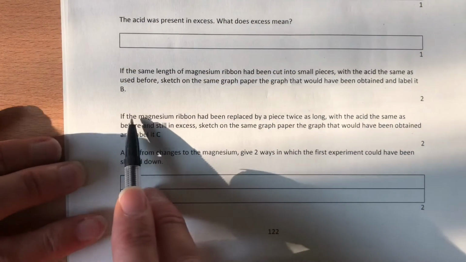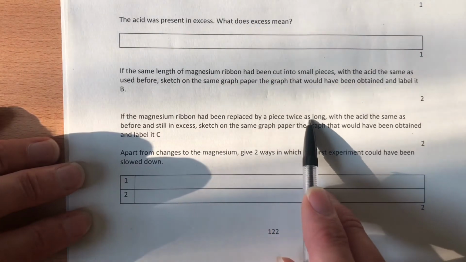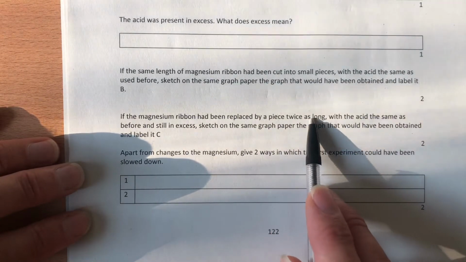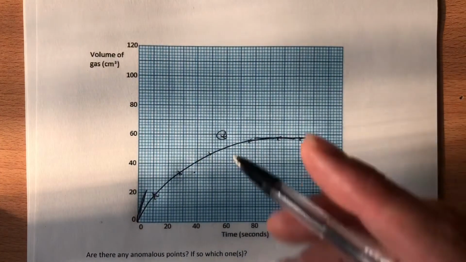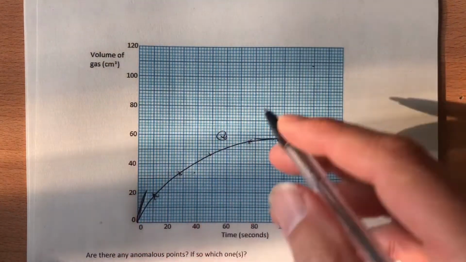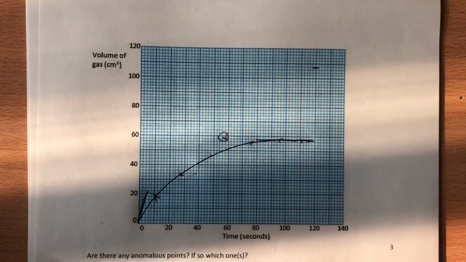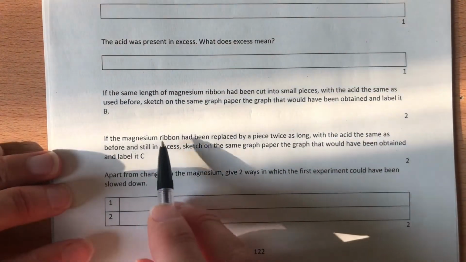Next one, C. If the magnesium ribbon had been replaced by a piece twice as long. Okay, so now we've got double the amount. So if we've got double the amount, we're going to get roughly double the gas. So I finished that at about 58, so about there, I suppose. So it's going to finish up there.